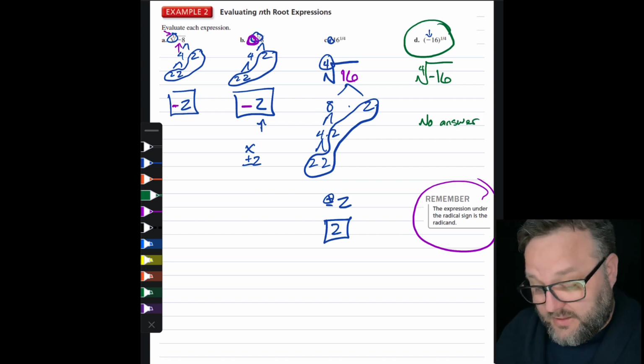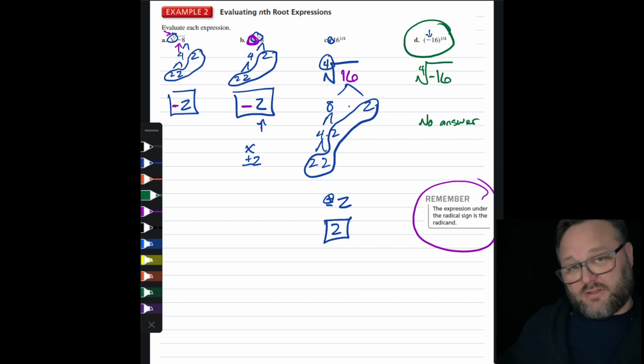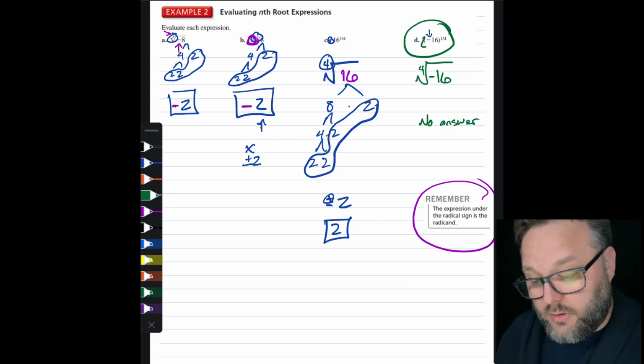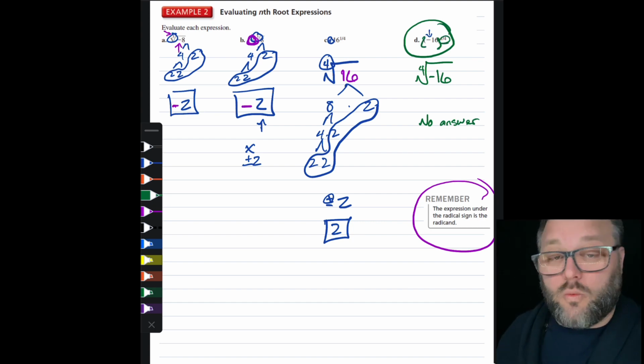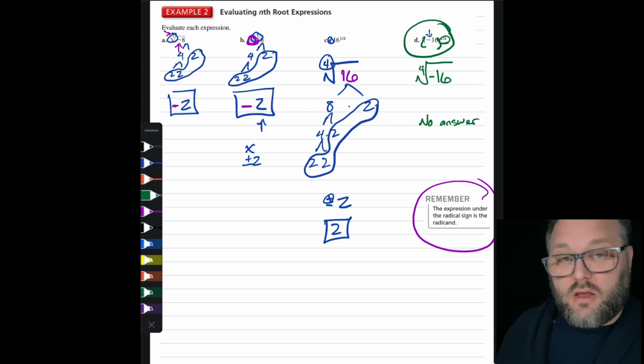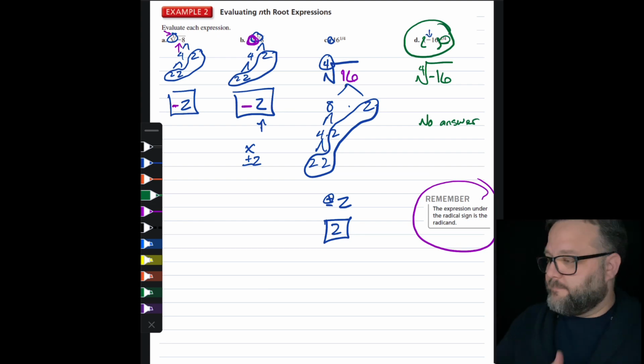Now, I don't want to mix it up with the idea of the negative being on the outside. This only occurred because the group that's being taken to the 1/4 power was negative. If that negative had been outside of the group, we would have been fine. But because it's part of the radicand itself, we can't do it.